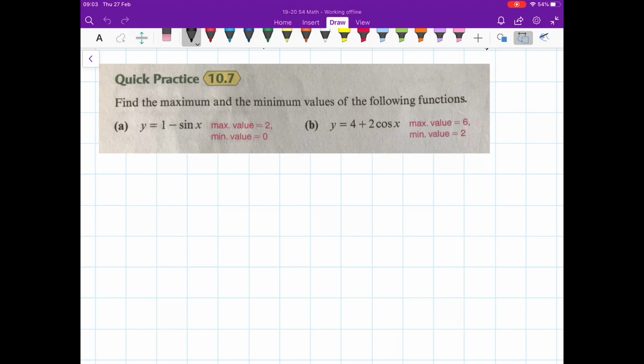For the remaining time, please help me to finish the correct practice 10.7. And for today's homework, it will be exercise 10B, question 6 to 11.